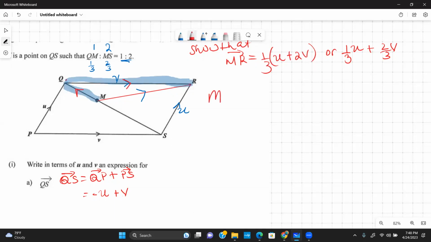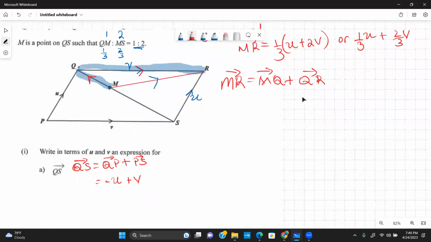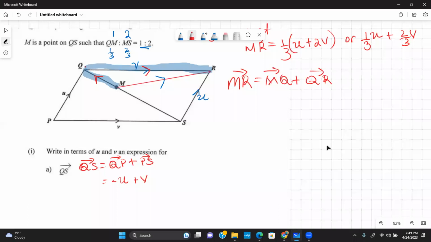So MR, when I ask you to show, all you have to do is find it. MR is to move from M to Q, triangular walk, plus move from Q to R. When you see this shape, you know that this is a parallelogram. Based on that, you know that V here is the same V there. It's the same V, and U is the same U. Right? You know that.